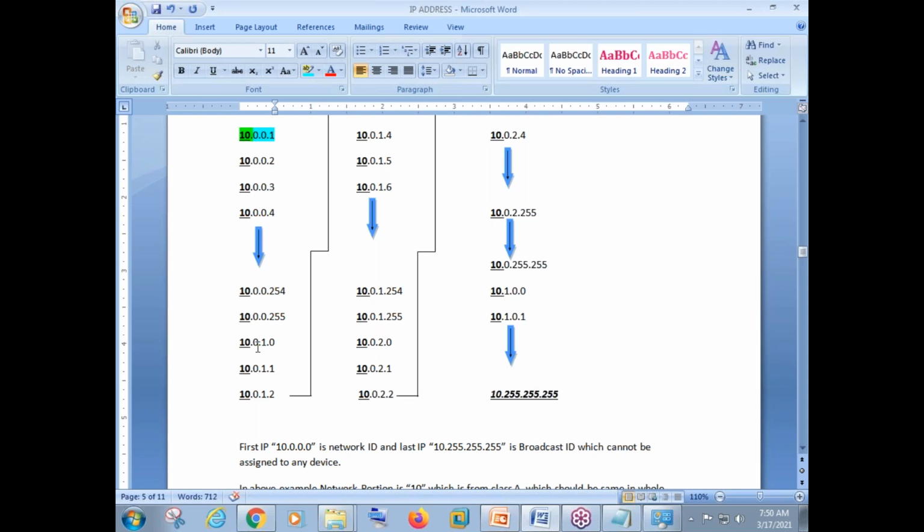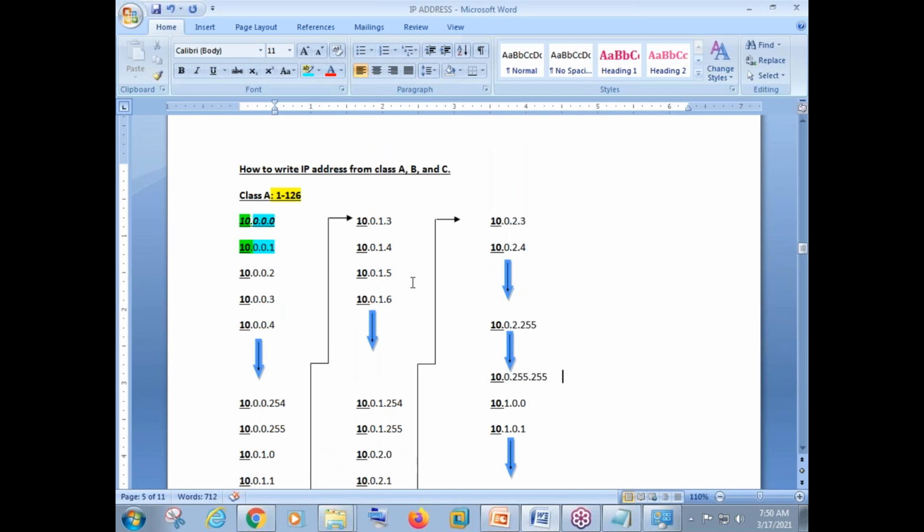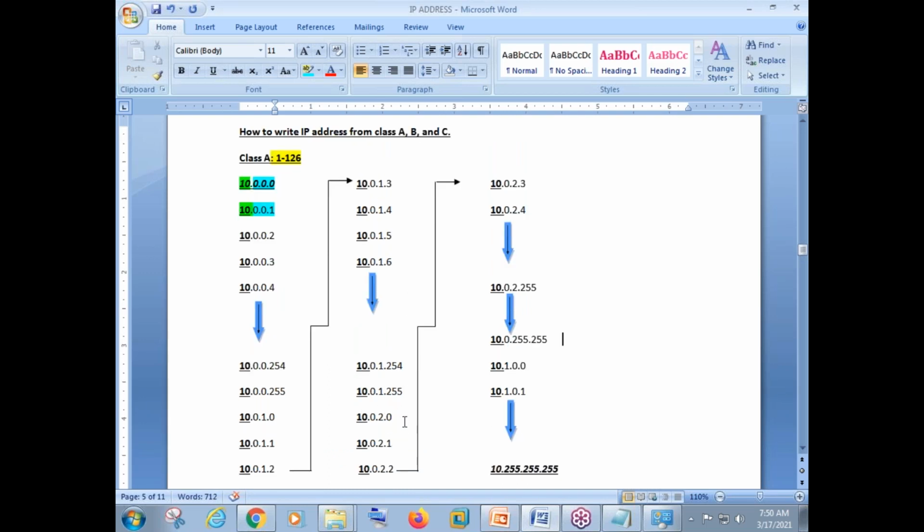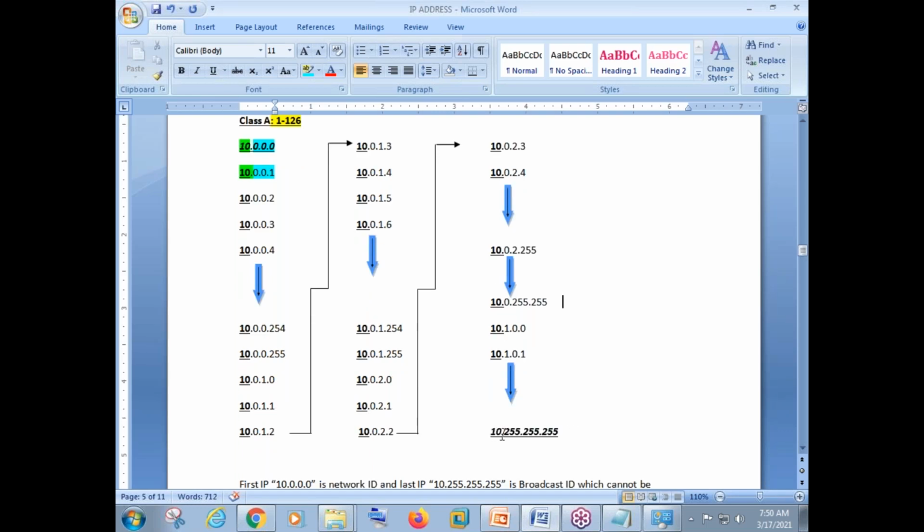So now it is 10.0.1.0, 10.0.1.1, 10.0.1.2. It will go up to 10.0.1.255. See, 255 is finished here too. So now we can change the third octet from 1 to 2. Like this, we can keep on changing the second, third, and fourth octets in class A. But if you see carefully, till the last number, the number 10 is the same. The network portion is the same. The remaining 3 numbers will change.